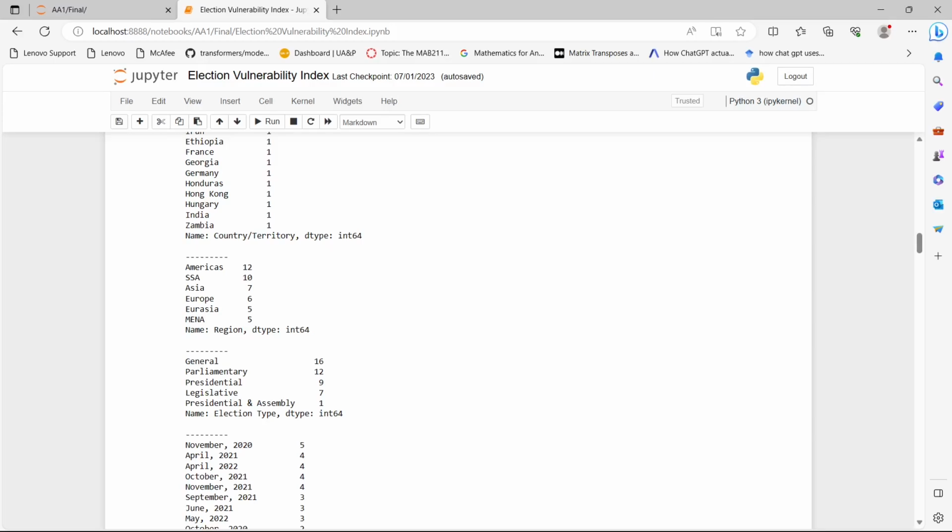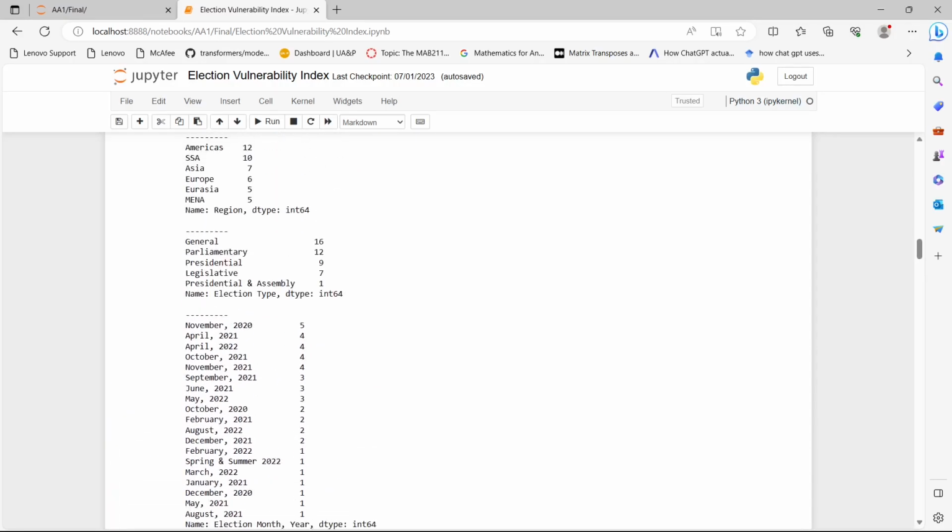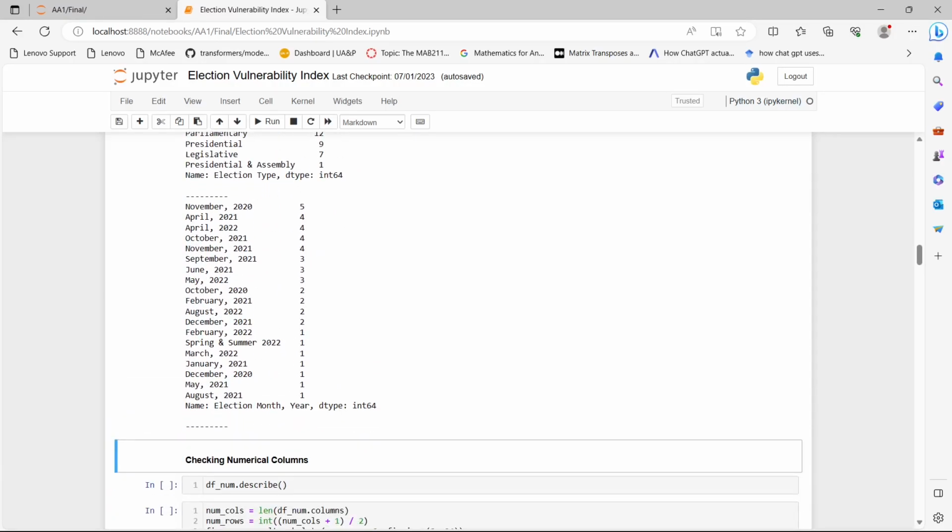For the election types, we have general at 16 and parliamentary at 12. For the election month, November has the most number of elections. If we combine, it's still November 2020, which is 5, and 2021 is 4. So November is still the month that has the most number of elections held.